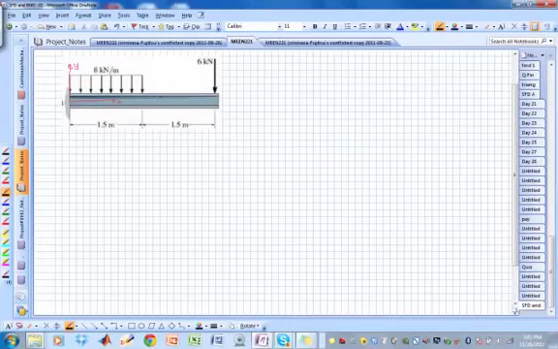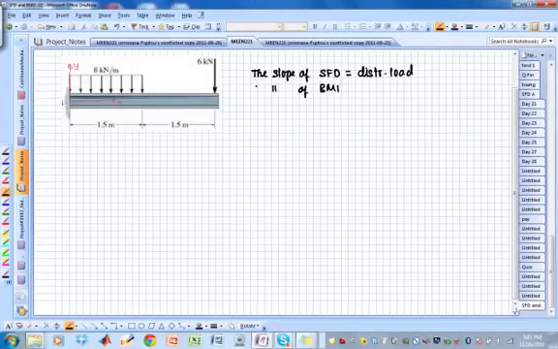So let me just make sure that we are on the right page by reminding you that the slope of shear force diagram equals the distributed load. The slope of bending moment diagram equals the shear force diagram. Jumps in shear force equal the concentrated load, and upward concentrated loads give me positive jumps.